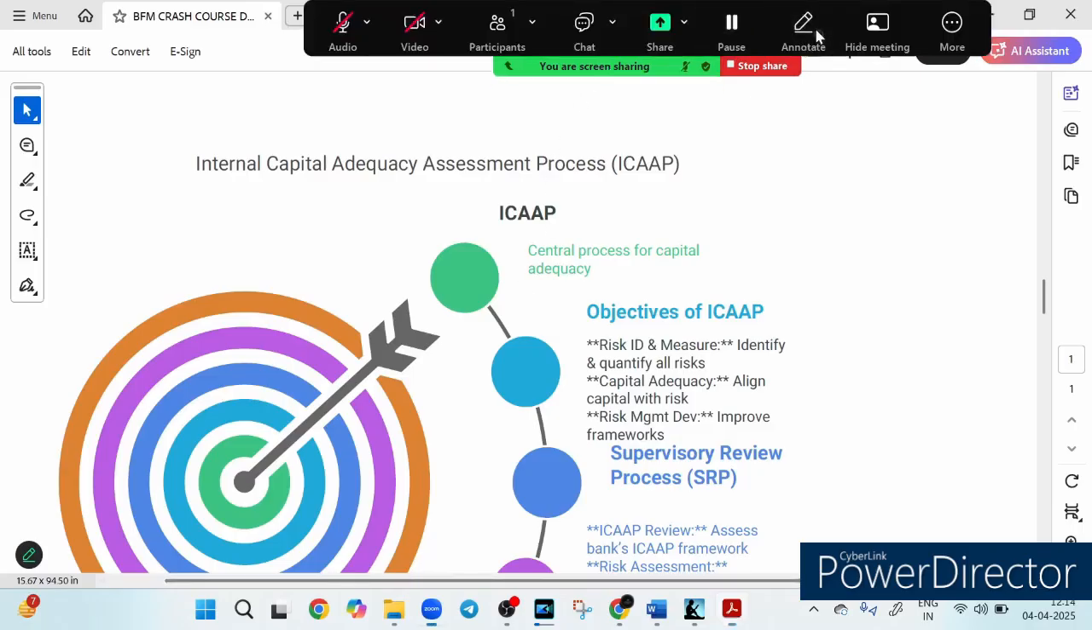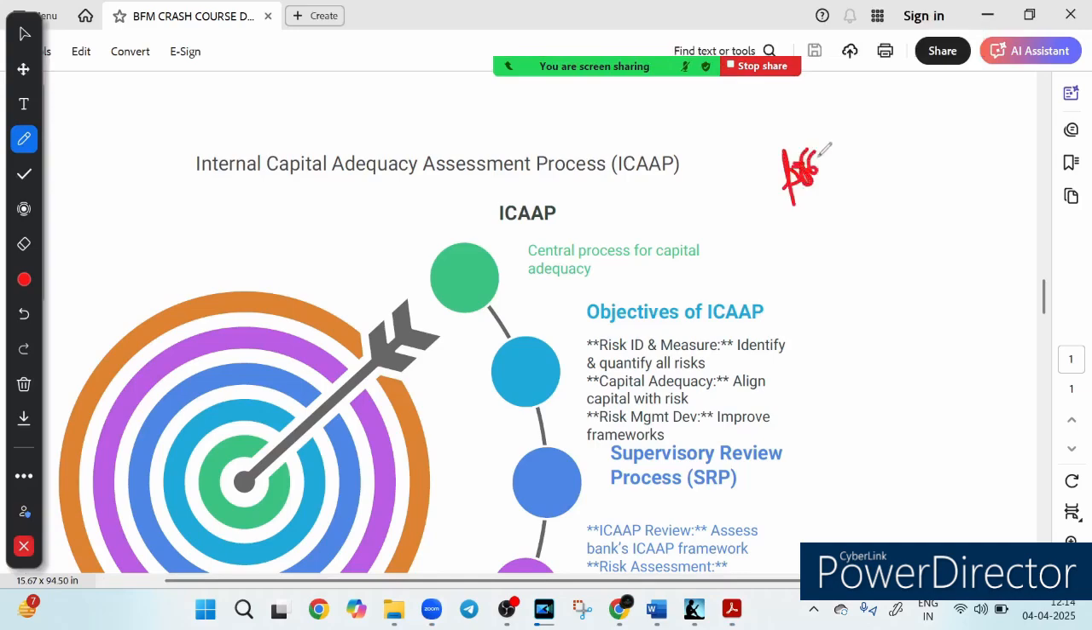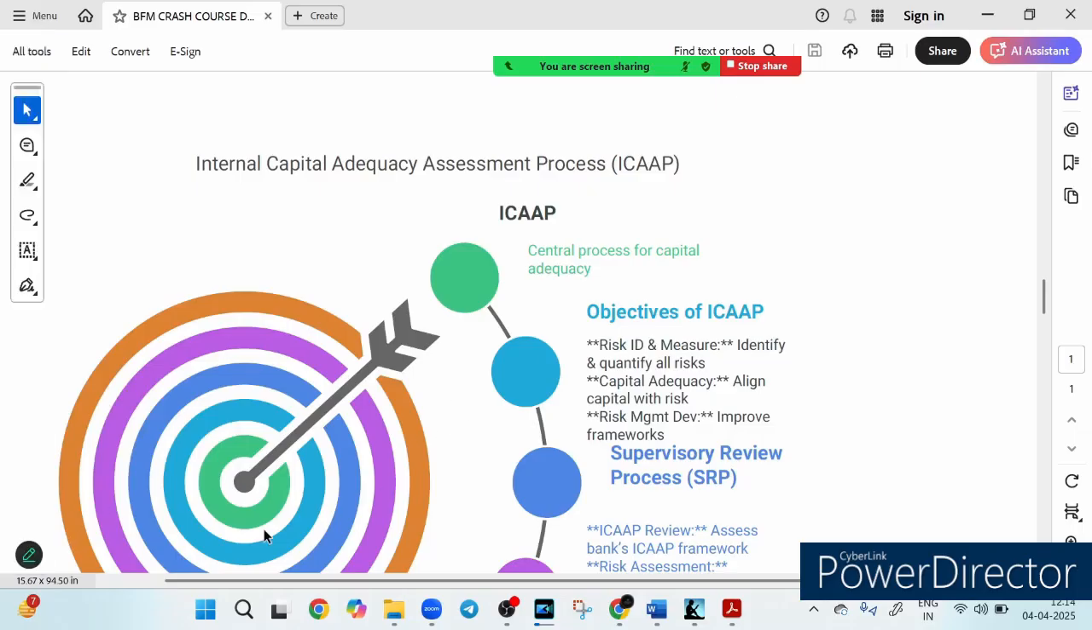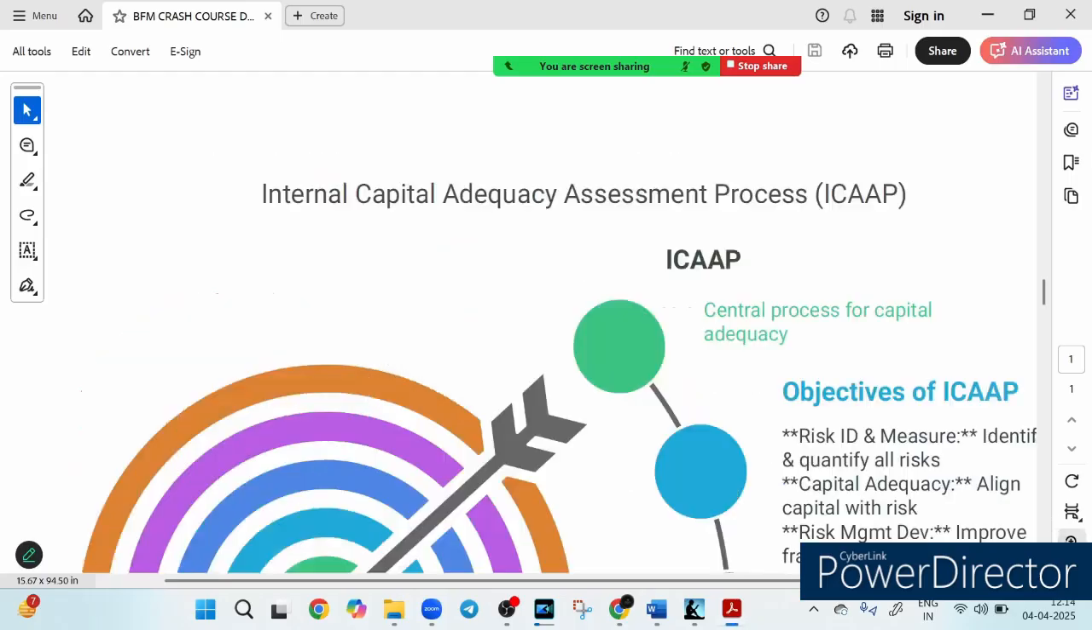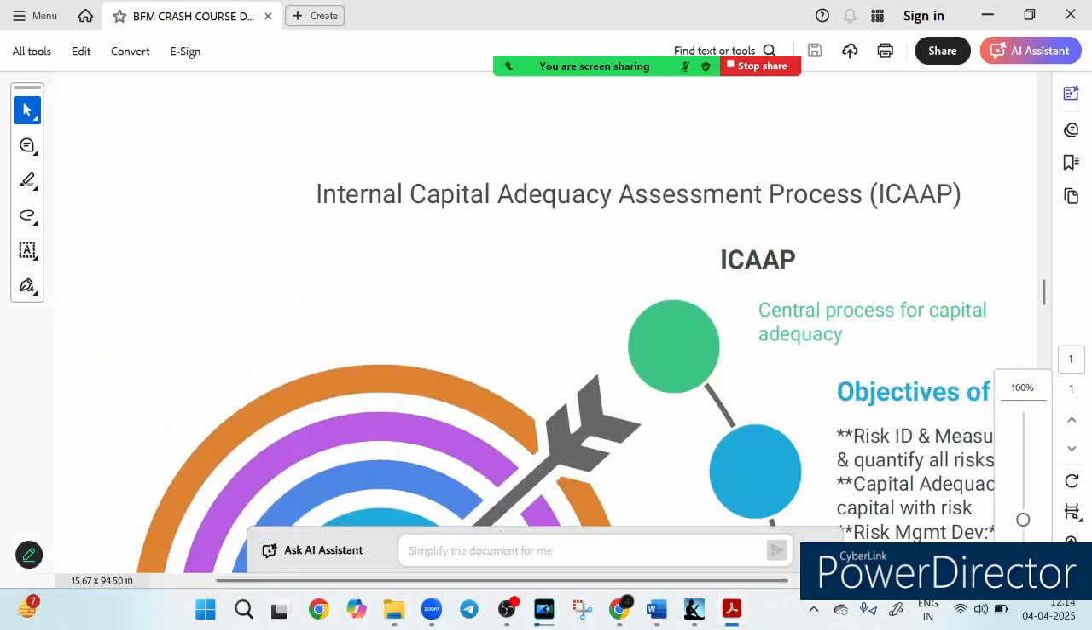So the key word here is proactively. Proactively managing risk, right? And staying prepared for uncertainty. What is ICAAP? ICAAP is a central mechanism that helps banks assess and maintain sufficient capital based on their risk exposure. This is the central process. I hope that makes sense to you.